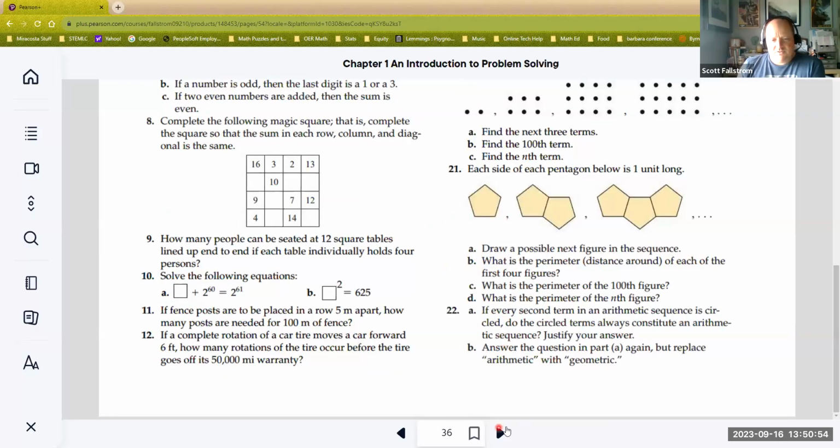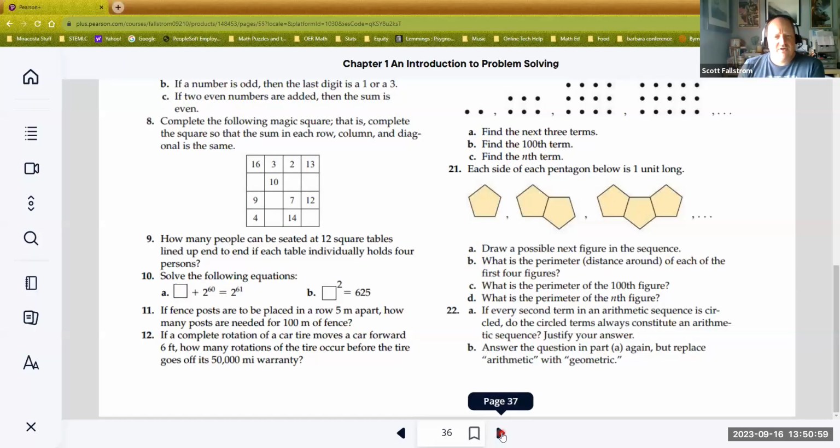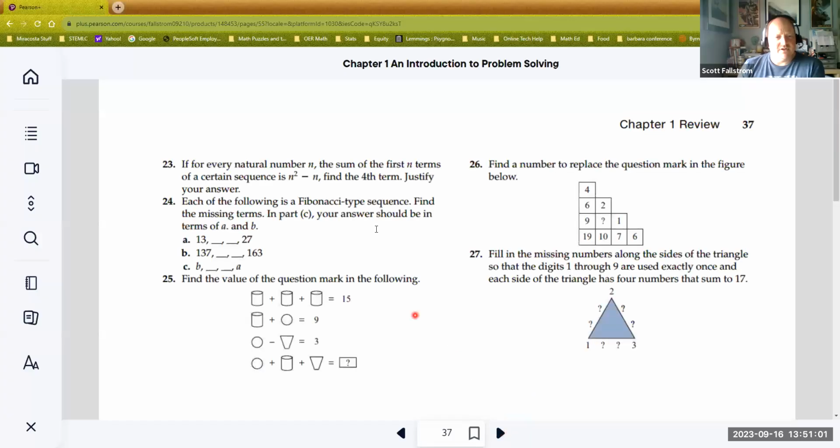All right, let's see here. The other question, oops. I got to move to the next page, I think. Question number 23 was the next one that the student had. 23, okay. If for every natural number n, the sum of the first n terms of a certain sequence is n squared minus n. Okay. Well, let's see here. The sum of the sequence is n squared minus n.